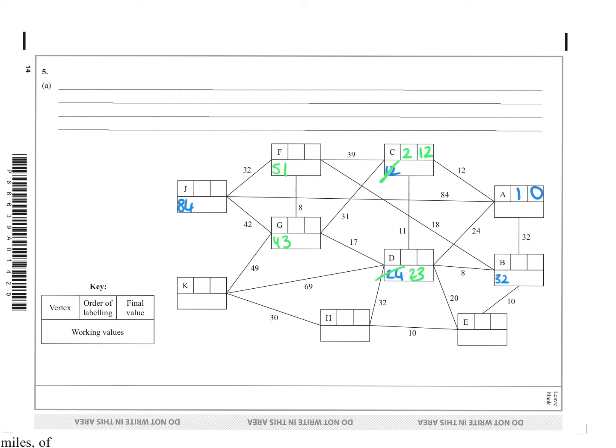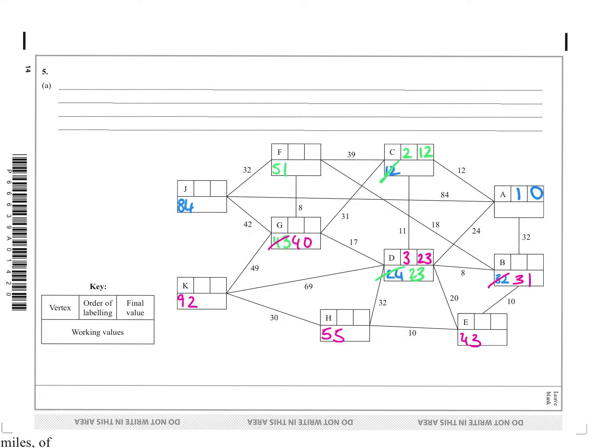Now from here, I say to myself, where is now the smallest working value? Working values, remember, is here. 23 is the smallest, so guess what? That is the third place I visit with a total of 23. From D, where can I go? I can go to B. 23 plus 8 is 31, and that's smaller than 32. That's why I crossed it out. 23 plus 20, 43. 23 plus 32, 55. 23 plus 69, 92. 23 plus 17, 40. And that's all the places I could go from D.